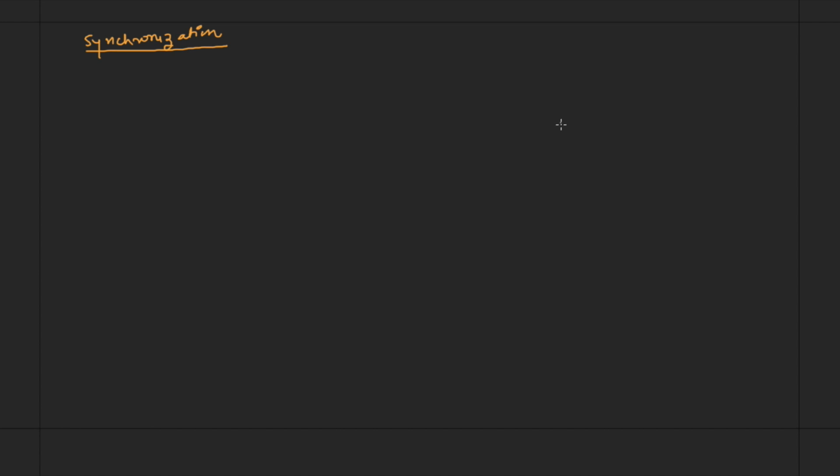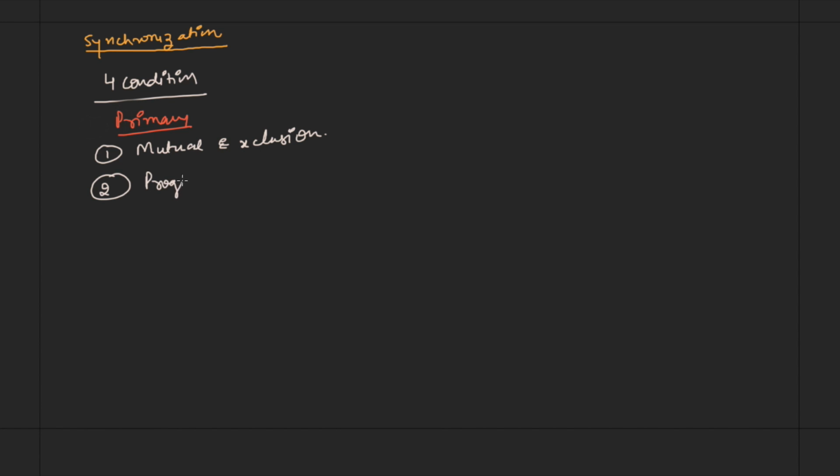For that purpose we use synchronization, which ensures that they do not access it at the same time. To achieve synchronization, we have four conditions which should be met. Out of these four, two are primary conditions and two are secondary conditions. The first primary condition is that we should be able to maintain mutual exclusion, and the second is that we should be able to maintain progress.